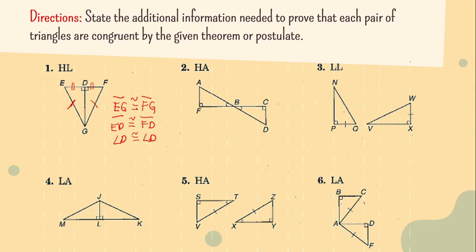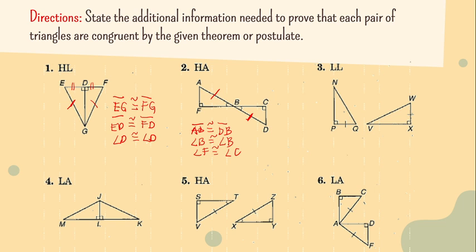For HYA naman, so, given na ito na yung ating angle. So, hypotenuse tayo. Ito yung hypotenuse natin. So, we have there side AB is congruent to side DB. Then, yung dalawang angle natin, angle B is congruent to angle B. And angle F is congruent to angle C.